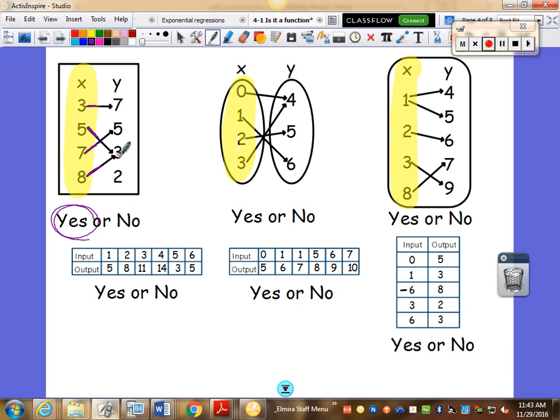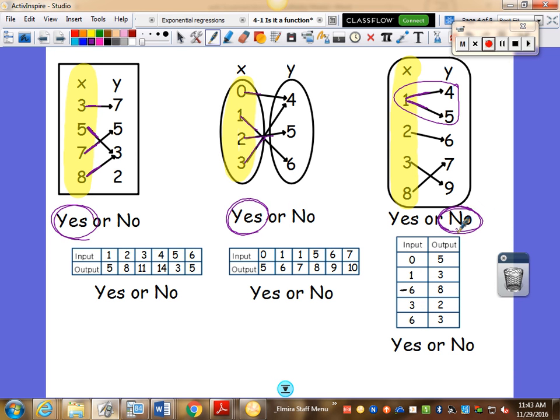Doesn't matter. Okay? In the second one, the data is still this arrow thing. The circles are just a different representation. It doesn't change how you do things. 1 arrow coming out of the 0, 1 coming out of the 1, 1 coming out of the 2, 1 coming out of the 3. This is a function. Okay, last grouping. I have 2 arrows coming out of the 1. That means it is not a function.